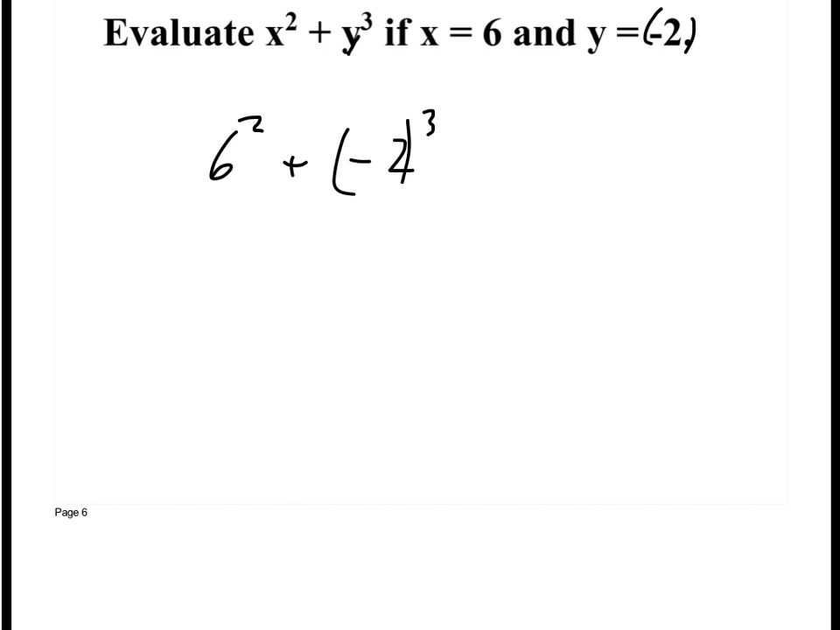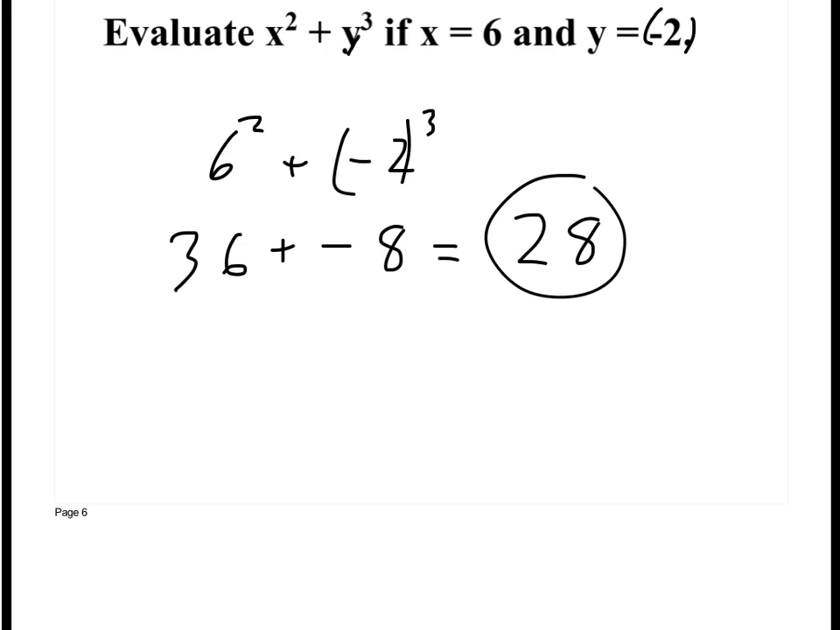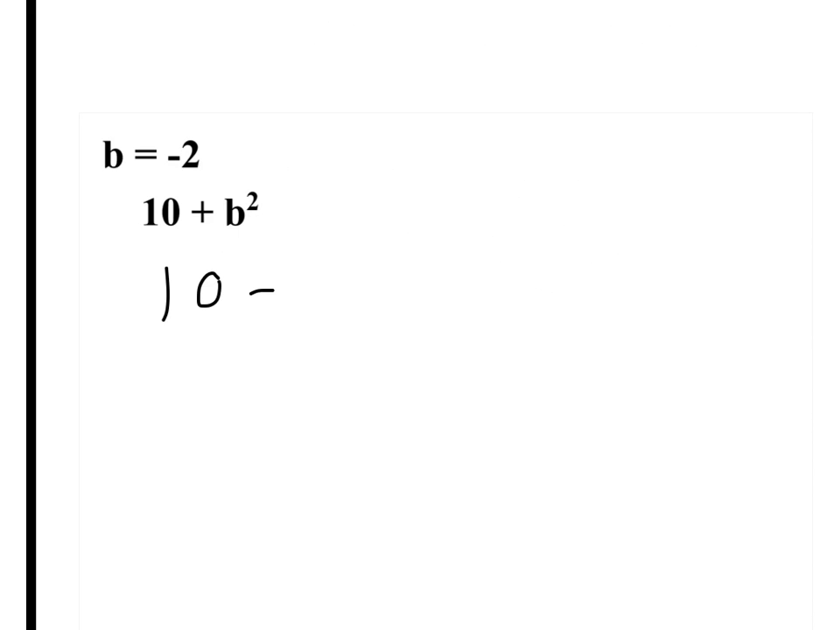6 squared, 6 times 6, is 36. Negative 2 times negative 2 times negative 2 is negative 8. 2 times 2 is 4. 4 times 2 is 8. We have 3 negative signs. That's an odd number, so you get a negative answer. 36 plus negative 8 is 28. Good.